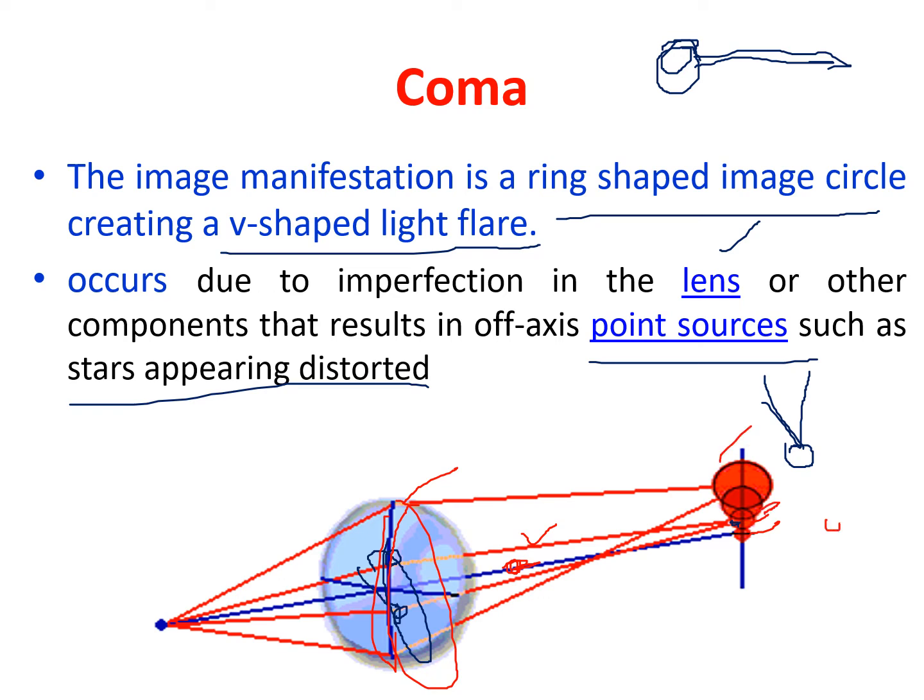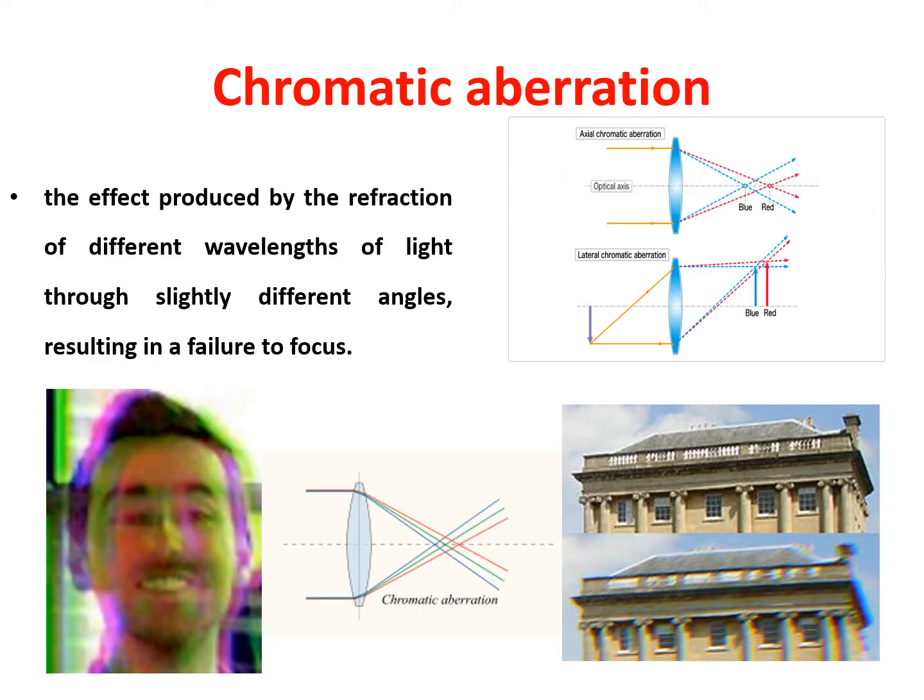Like this, it is forming like a small tile present in the star. That is called as comet. So this is coma. Coma is nothing but a type of aberration in lens. In a star with the tail, that is comet, C-O-M-E-T, comet. Okay. And third one is chromatic aberrations.